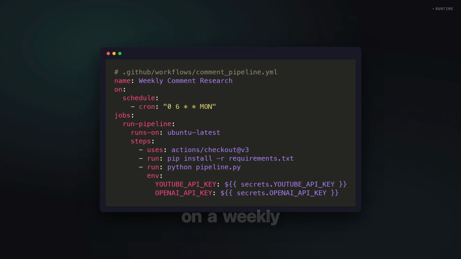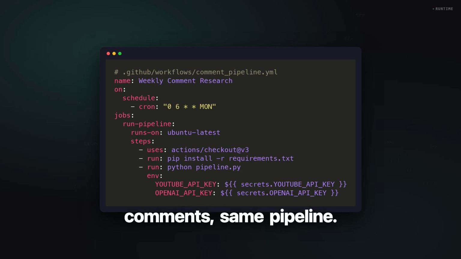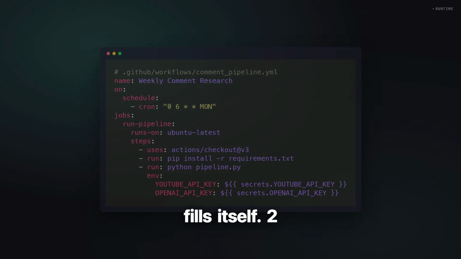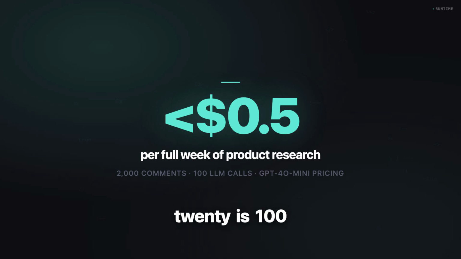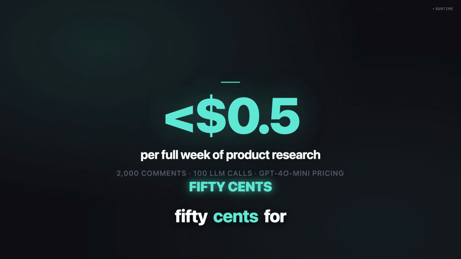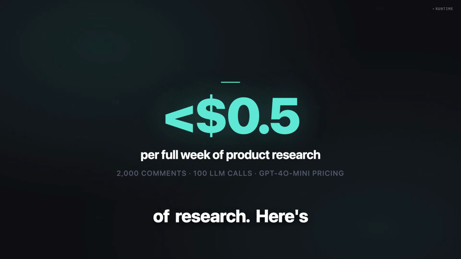Set this on a weekly cron with n8n or a GitHub Actions workflow. New videos from your target channels, new comments, same pipeline. Your research backlog fills itself. 2,000 comments classified in batches of 20 is 100 LLM calls. At GPT-4o mini pricing, that's somewhere under 50 cents for a full week of research.